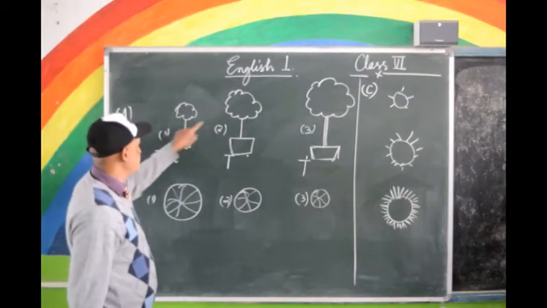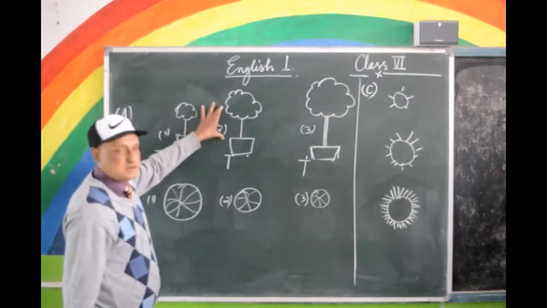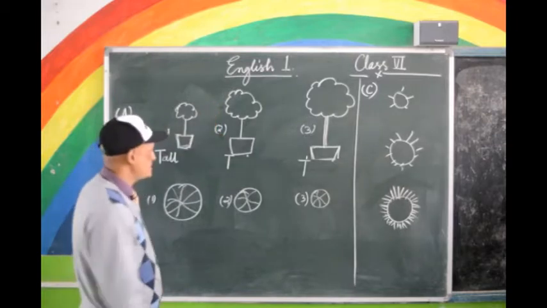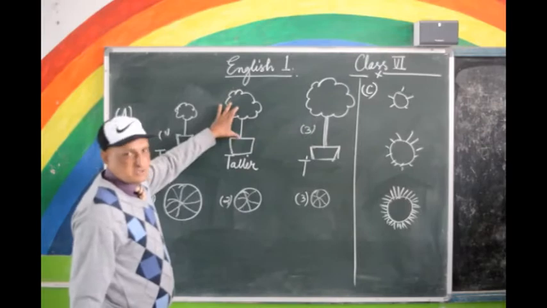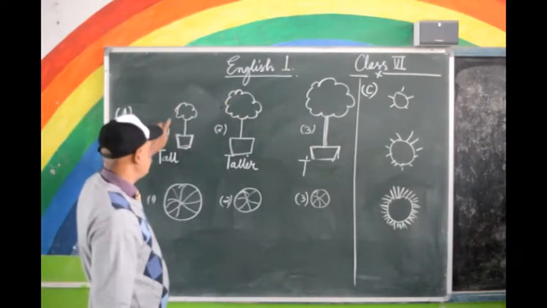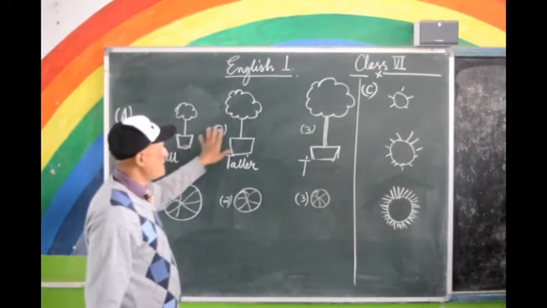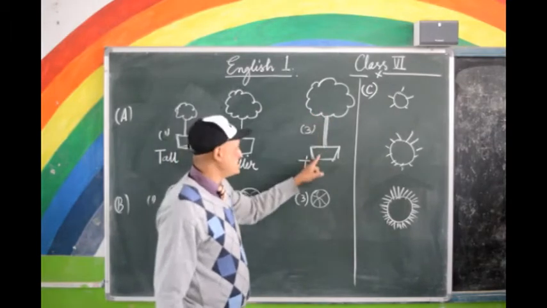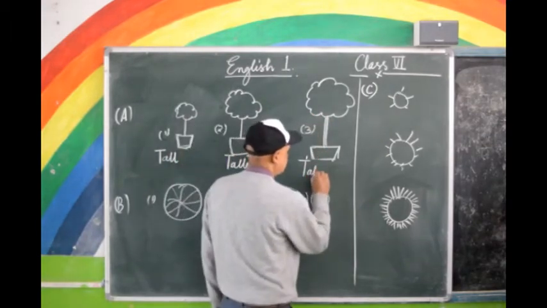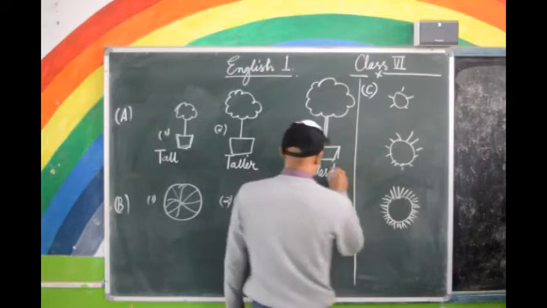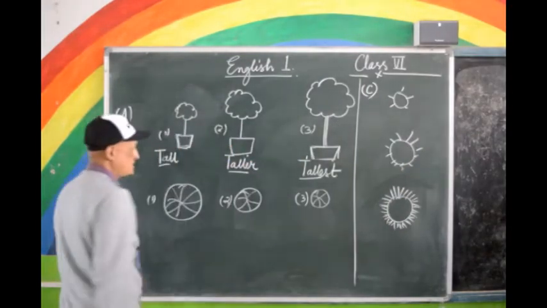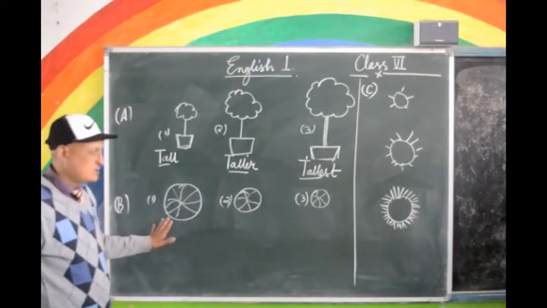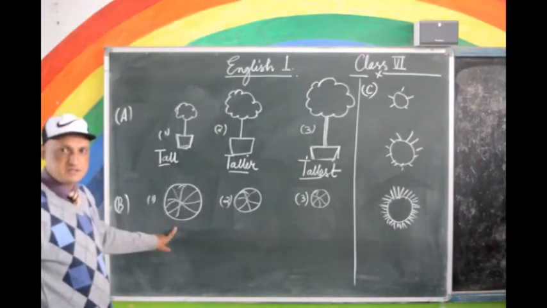In comparison to figure 1, how is this tree? It is taller. This figure or this plant or tree is taller than figure 1. And amongst these trees, this is the tallest. This is the tallest. Okay? Tallest.